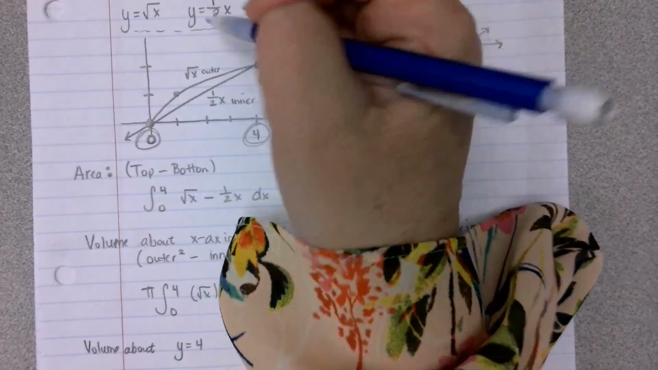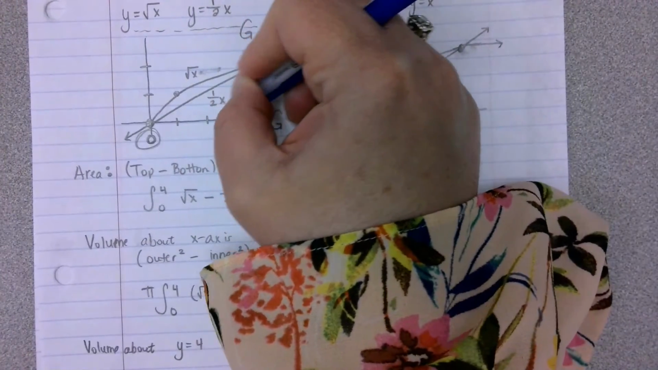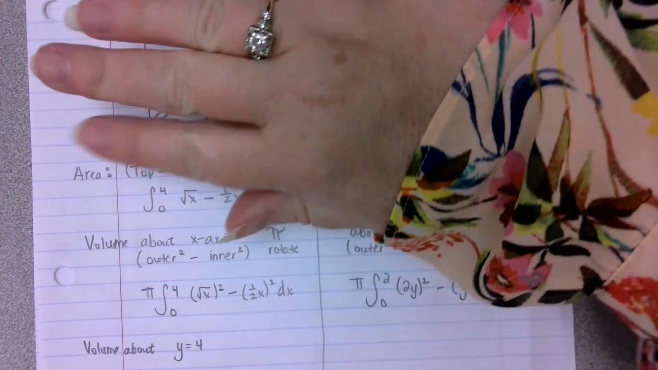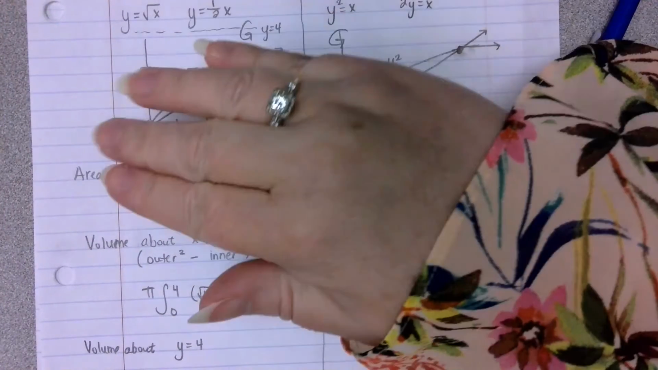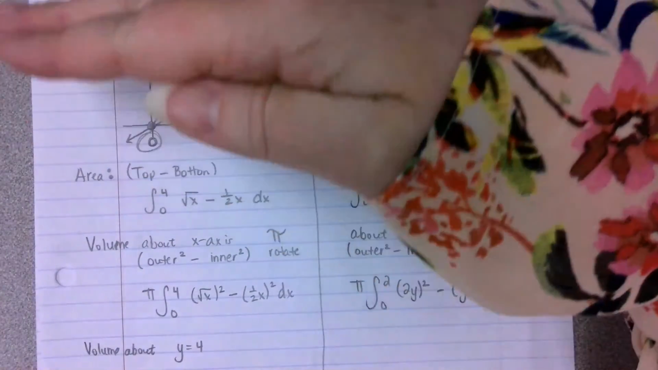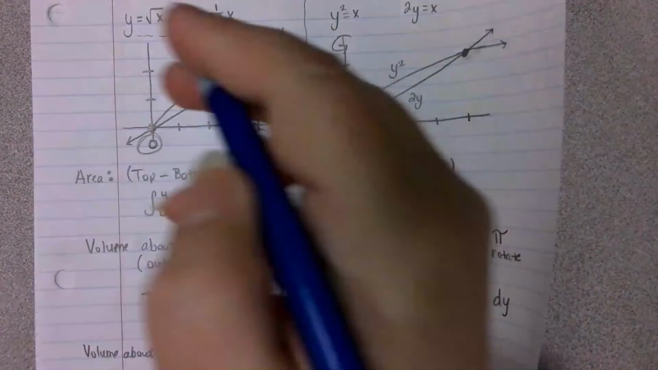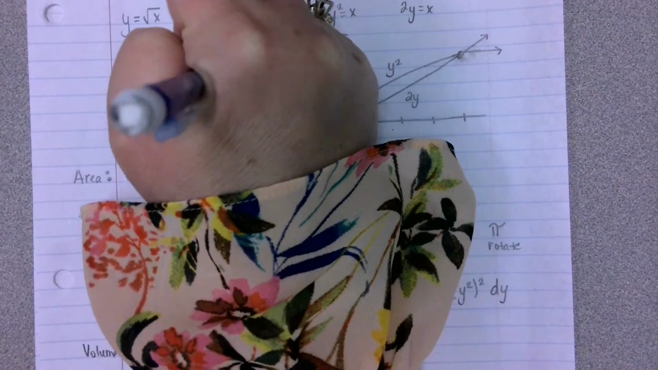So when we're doing that, it's actually going to change our outer and our inner. We've got to be careful because now we're rotating, and I'm going to make my pointer finger this 1/2 x and then my pinky the square root. We're going this way. So if we're going this way, we're rotating the opposite direction. So that makes this one now the outer, and this one now the inner.